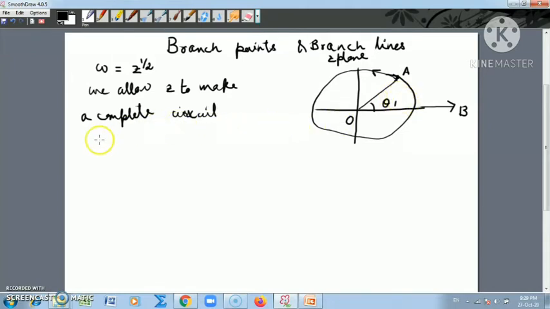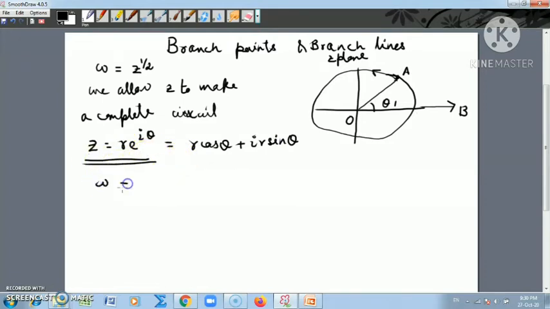And now z is equal to r e to the power i theta, which is called the polar form, because it is nothing but r cos theta plus i r sin theta, which, taking r common, is r e to the power i theta. We have learned this earlier. So what is w then? w is z to the power half, so it is r e to the power i theta the whole to the power half, which is equal to root r e to the power i theta by 2. So we are looking at a particular type of function, w is equal to z to the power half.